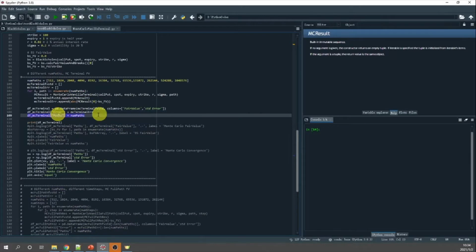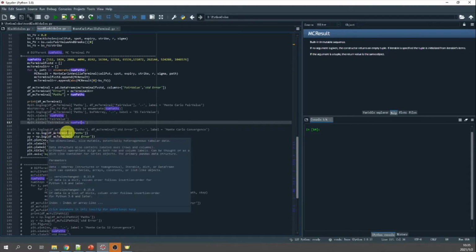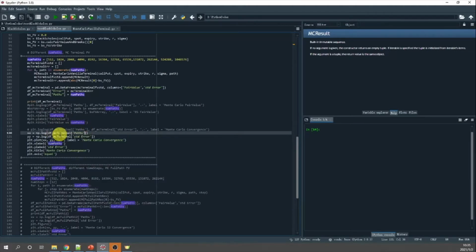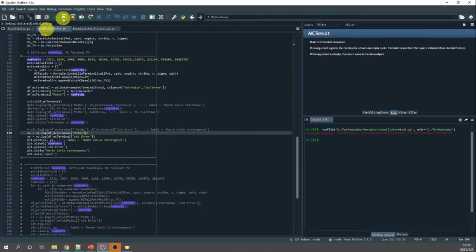I put all of them in a data frame, then print the data frame. Finally, I plot a figure which is a log plot of the standard error versus the paths. So let's take a look at how the results look. Okay, let me run.